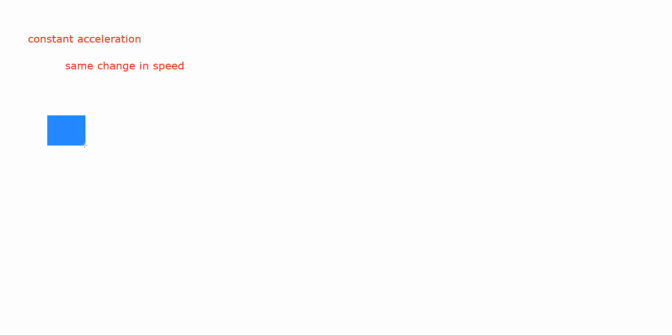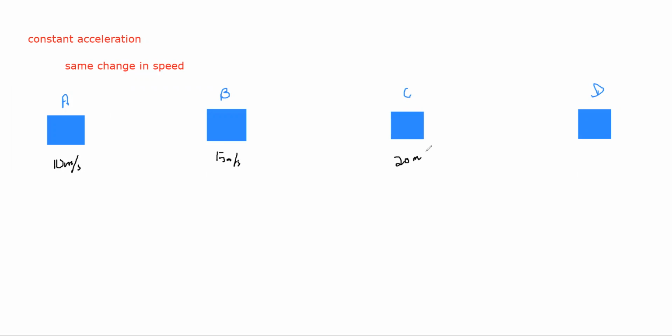So you have objects at different points A, B, C, and D. The object was having a speed of 10 meters per second. After 1 second, the speed changes to 15. Then it changes to 20. Then it changes to 25.